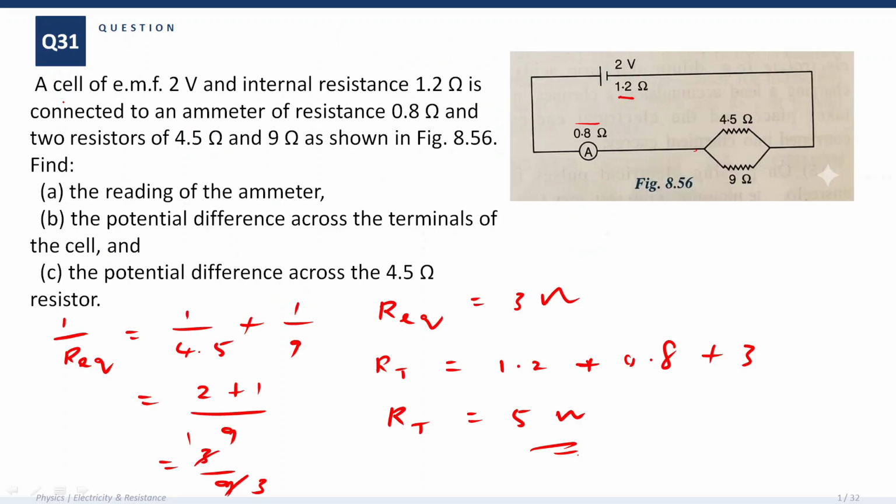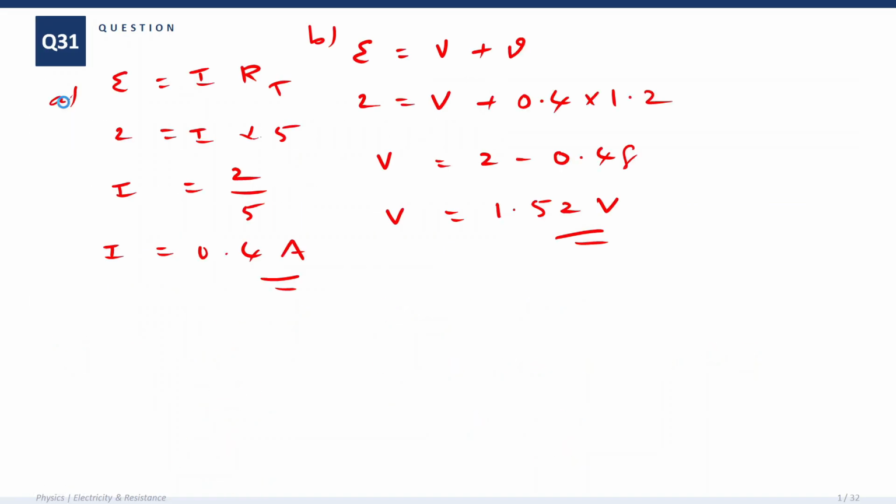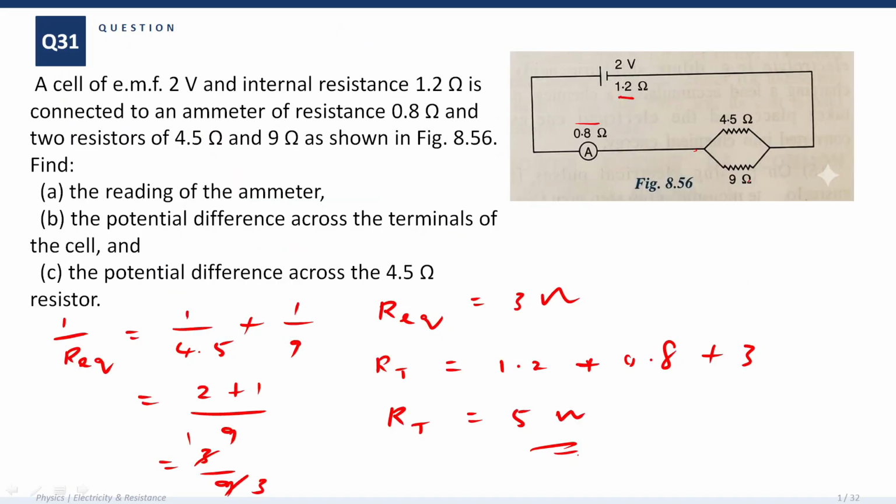What we need to find next is the potential difference across the 4.5 ohms. Here there are 2 points I will select in the circuit, P and Q. The current flows here in this direction, that we found as I. Here the current is split depending upon the resistance. Let us take in the above branch I1 current passes, in the below branch I2 current passes.